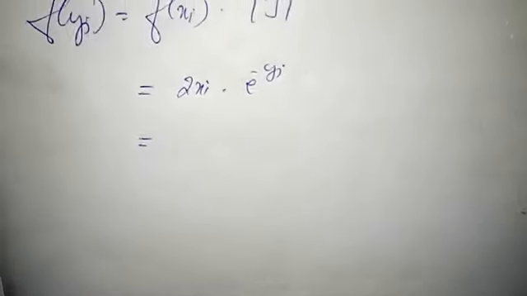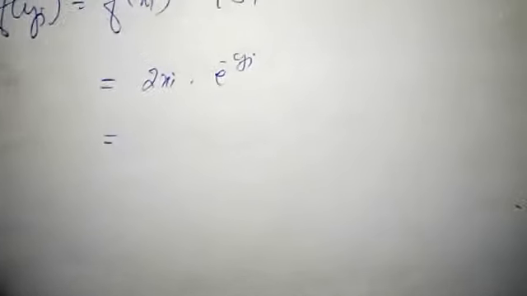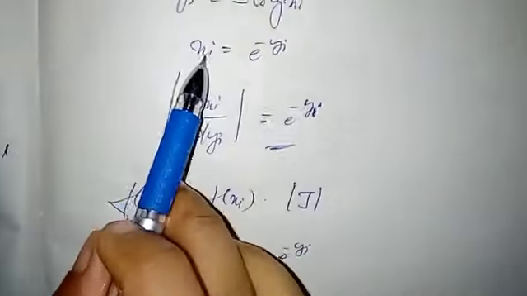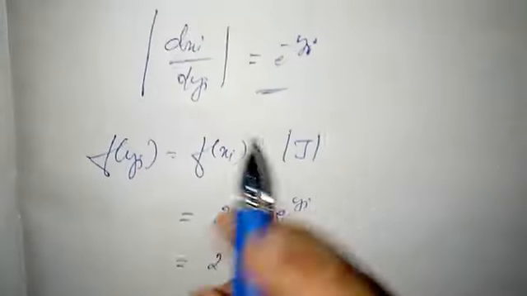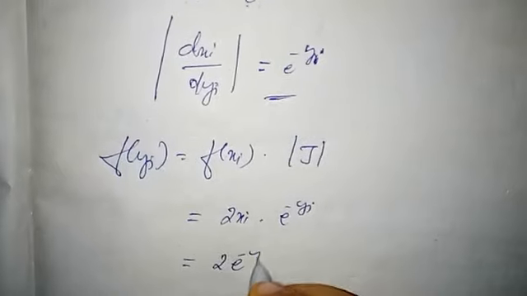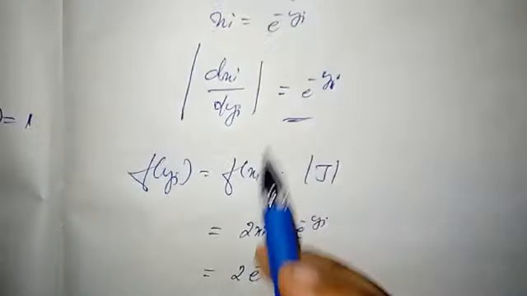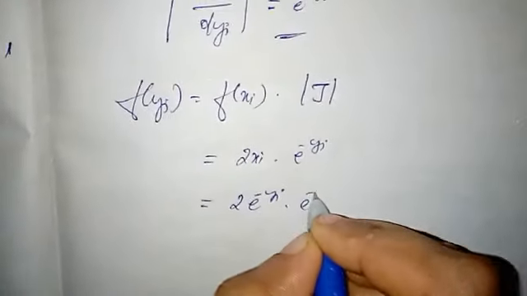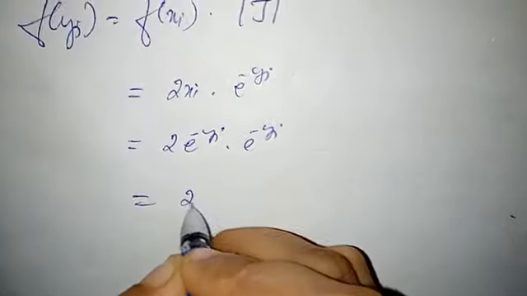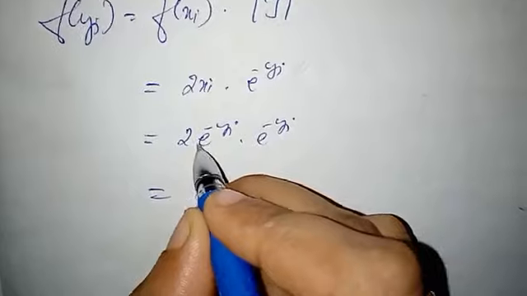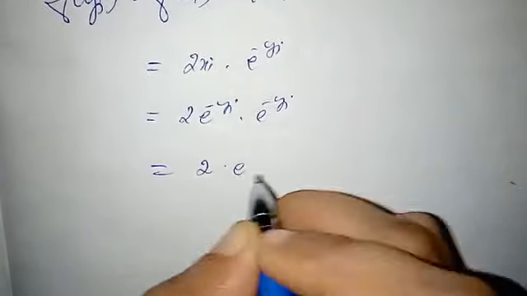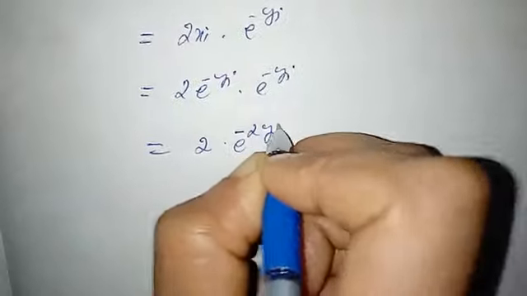It is equal to x into e power minus y. Then we substitute the value of xi, that is e power minus yi, so xi into e power minus yi. Which implies it is equal to 2 into e power minus yi into e power minus y, that is 2 times e power minus 2 yi.